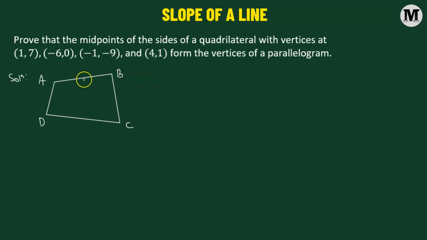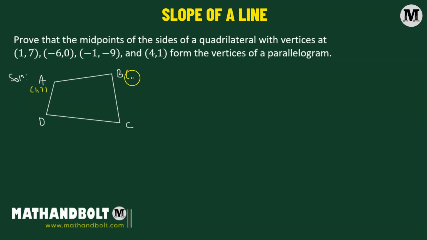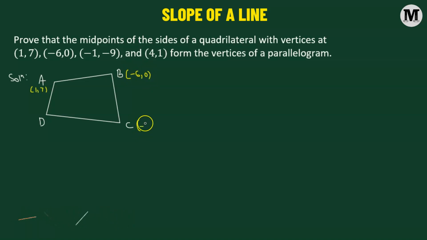Let us suppose that the coordinates of the vertices are: A is going to have the coordinates 1, 7. B's coordinates are -6, 0. C's coordinates are -1, -9, and D's coordinates are 4, 1. Let P be the midpoint of side AB, Q be the midpoint of side BC, R be the midpoint of side CD, and S be the midpoint of side AD of the quadrilateral.